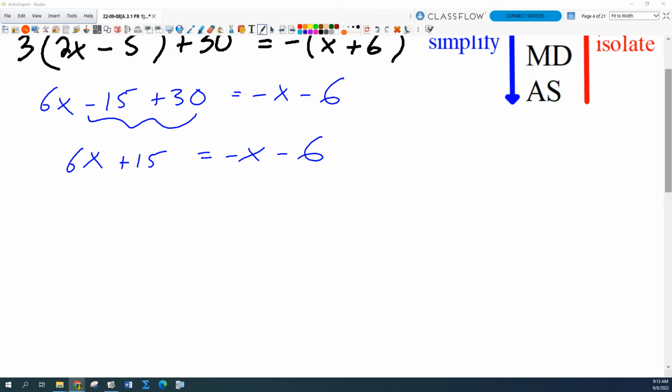Okay, which way am I pushing the x's this time? Left. Good. If I push the x's to the left, how many x's am I going to end up with on the left side? Going to be 7, isn't it? Because I'm going to have to add x to both sides to cancel that. So I'm going to get 7x plus 15 equals negative 6.